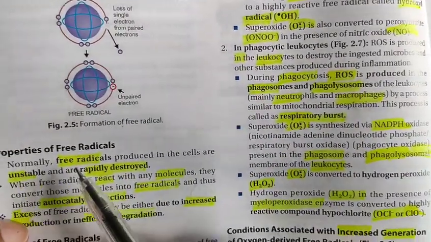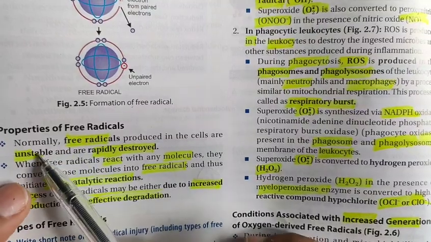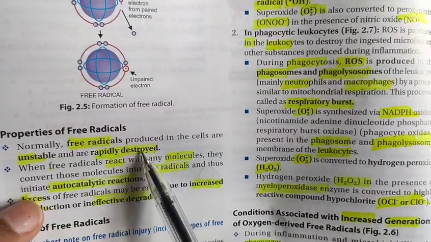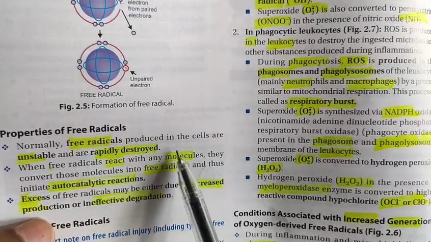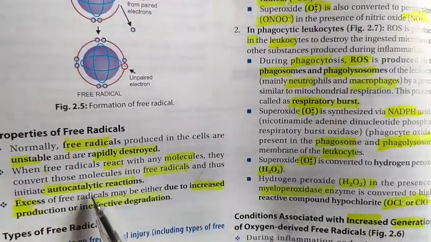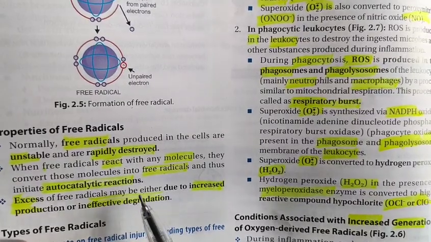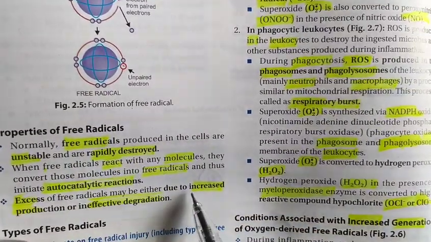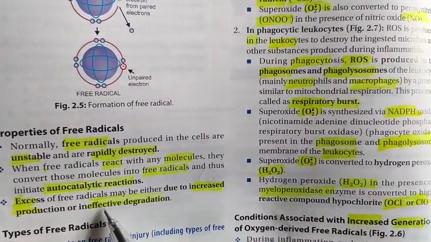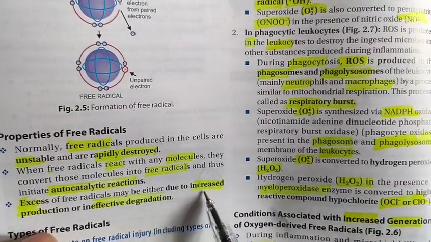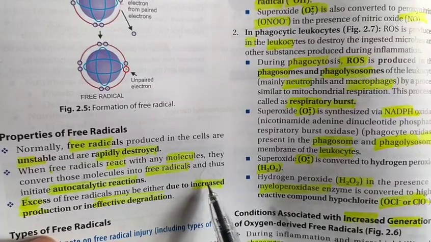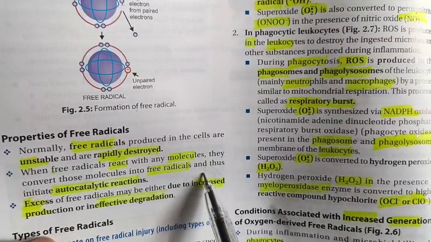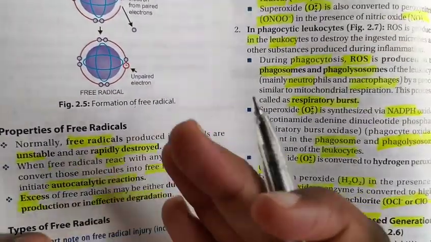The properties of free radicals: they are unstable, and they are rapidly destroyed by reacting with other molecules. They are autocatalytic. They react with other molecules and convert them also into free radicals, so it is an autocatalytic reaction. Free radical excess depends upon either increased production or defective degradation, so the free radicals are either produced in excess or they are not degrading properly.